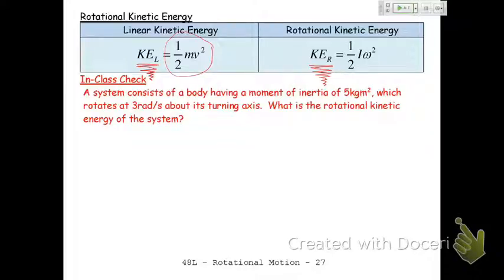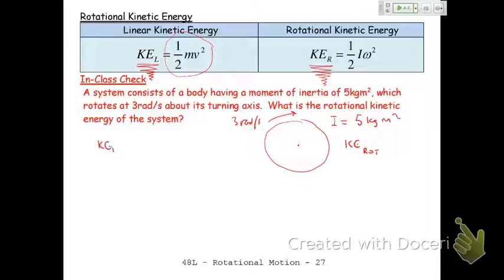A system consists of a body having a moment of inertia of 5 kilogram meters squared, which rotates at 3 radians per second about its turning axis. What is its rotational kinetic energy? So here's my system. I know that my I is equal to 5 kilograms meters squared. And I know it's rotating, so omega is equal to 3 radians per second. And I want to know KE rot.